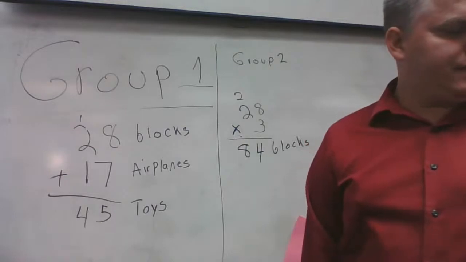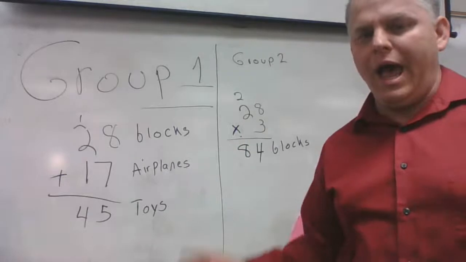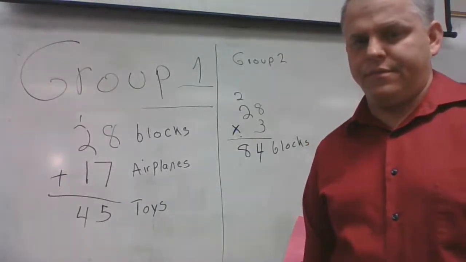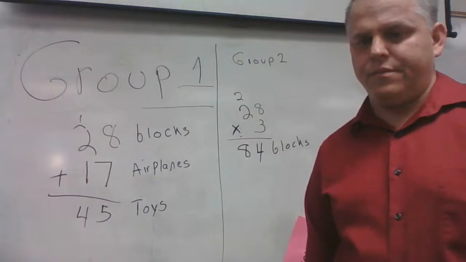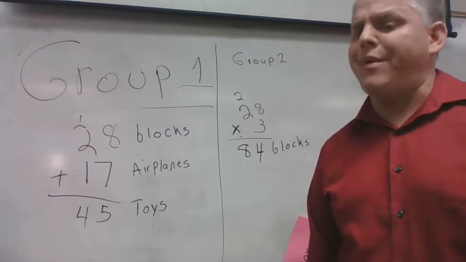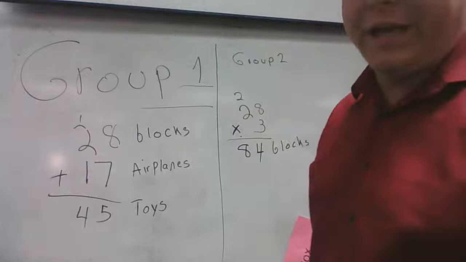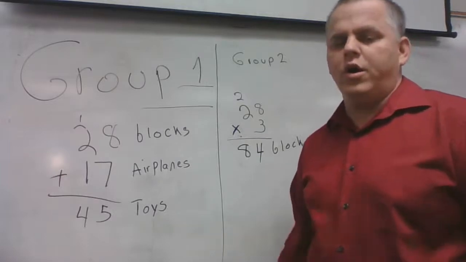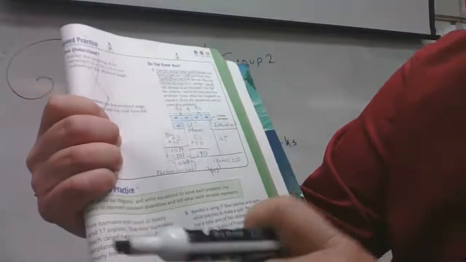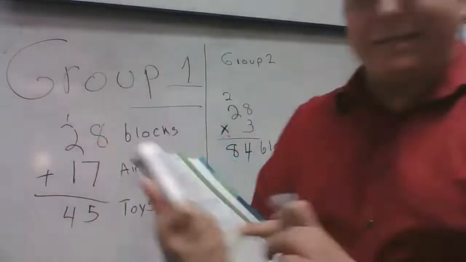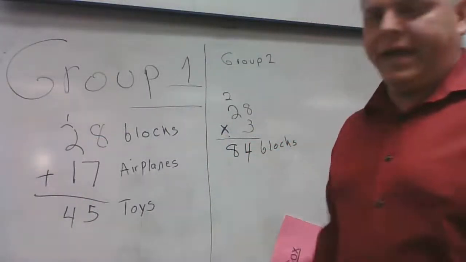How many airplanes did group 1 or 2 make? Group 2, how many airplanes? Look at your story problem. How many airplanes did they make? Does it say they made the same amount of airplanes, or is it telling you to multiply something? It's okay if you're thinking. Okay, look at your story problem. 3 other toy makers each carved the same number of airplanes and twice as many blocks. So how many airplanes did group 2 make?